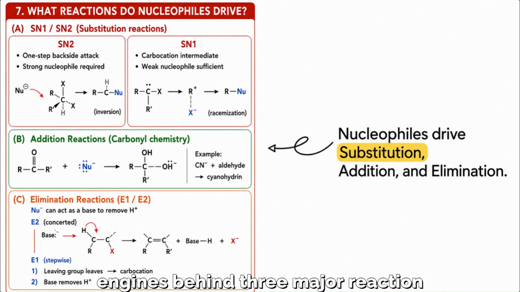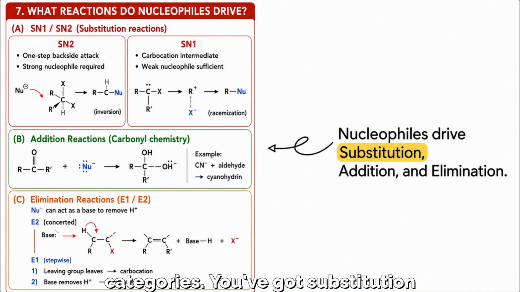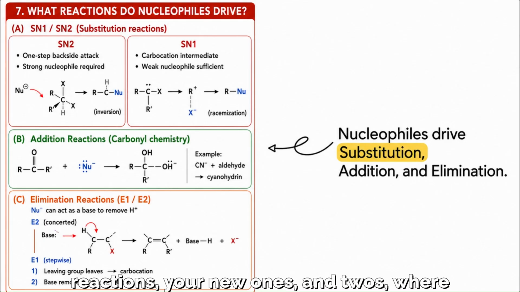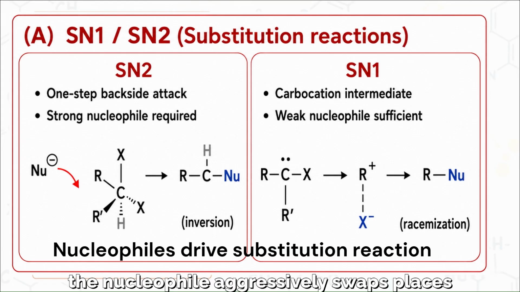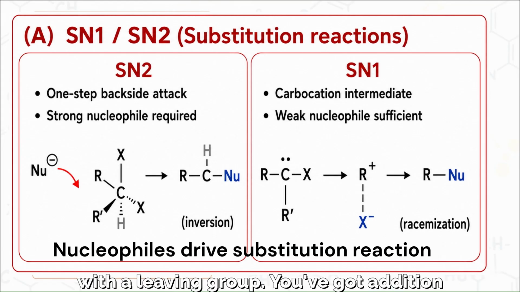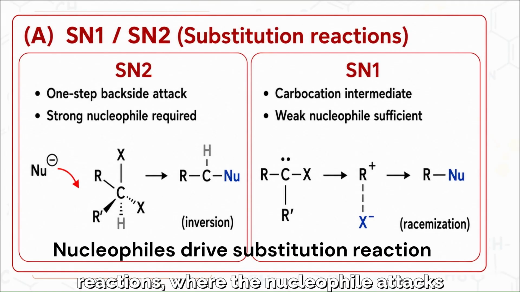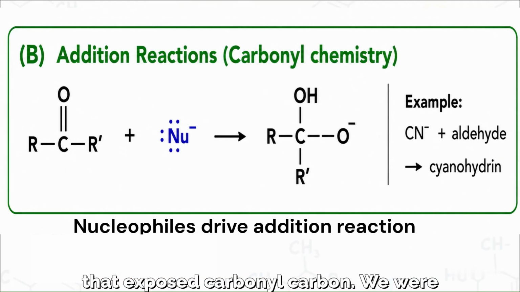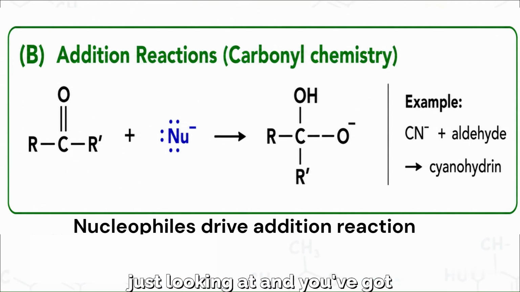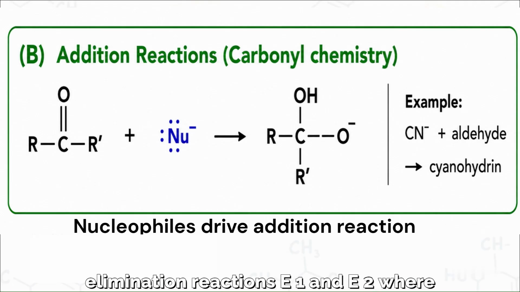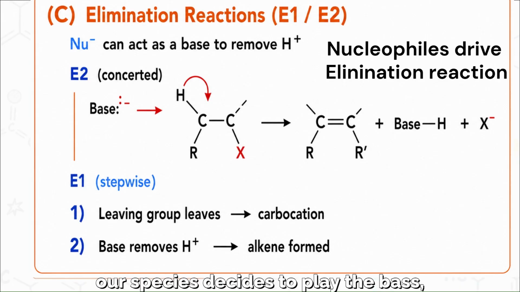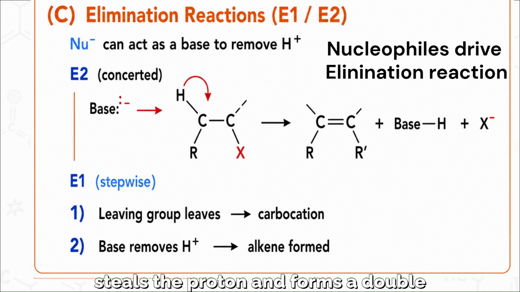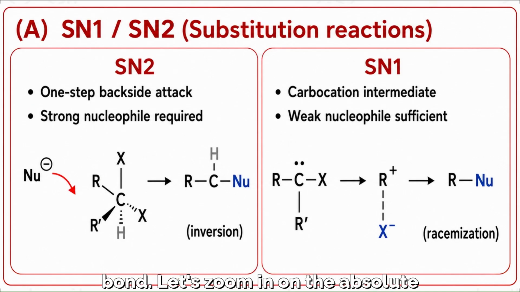Nucleophiles are the primary engines behind 3 major reaction categories. You've got substitution reactions, your SN1s and SN2s, where the nucleophile aggressively swaps places with a leaving group. You've got addition reactions, where the nucleophile attacks that exposed carbonyl carbon we were just looking at. And you've got elimination reactions, E1 and E2, where our species decides to play the base, steals a proton, and forms a double bond. Let's zoom in on the absolute classic, the SN2 substitution.